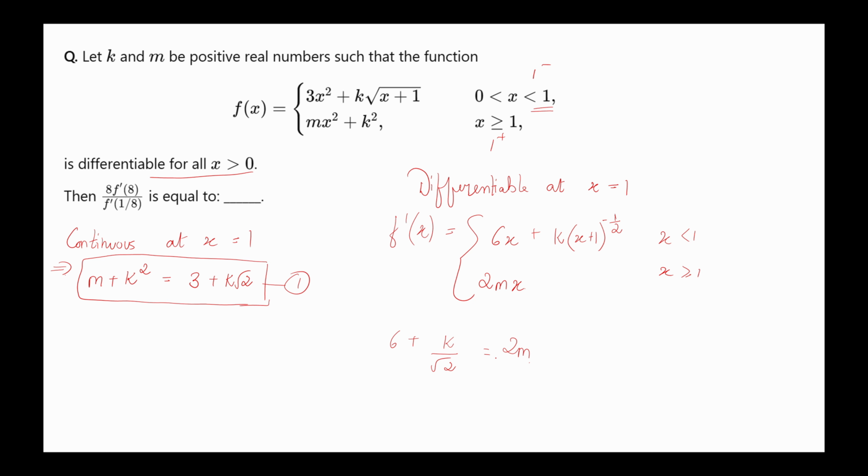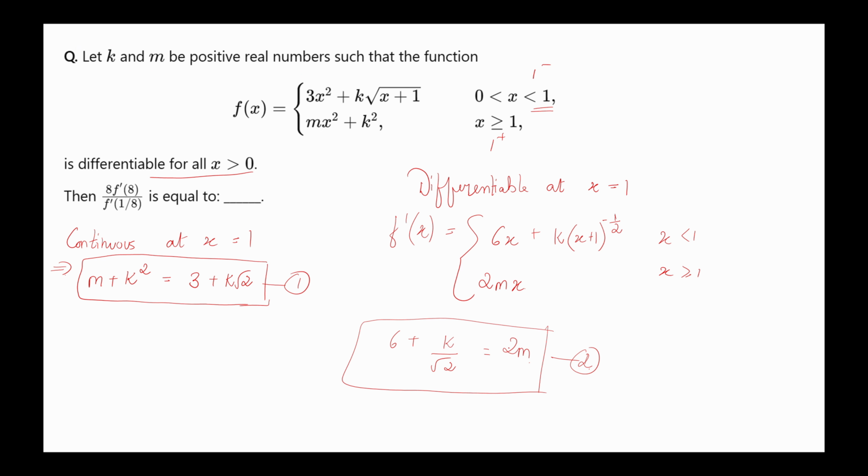Yes. So this is my second equation that I've gotten. Now using these two equations, I can simply find out my value of m and k. Of course, I'm going to write it down directly, not waste much time solving it. You can solve it out by yourself. Your k is going to come out to be 7 by 4 root 2 and your m is going to come out to be 103 by 32.